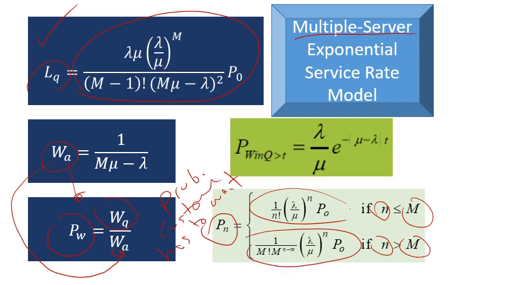This is the probability that a customer will wait longer than some T value. So if a question asks what is the probability that a customer will wait longer than 20 minutes, then this T is 20 minutes. And we just have to substitute that T. And we have to pay attention to the units. T has to be in the same units as lambda and mu.